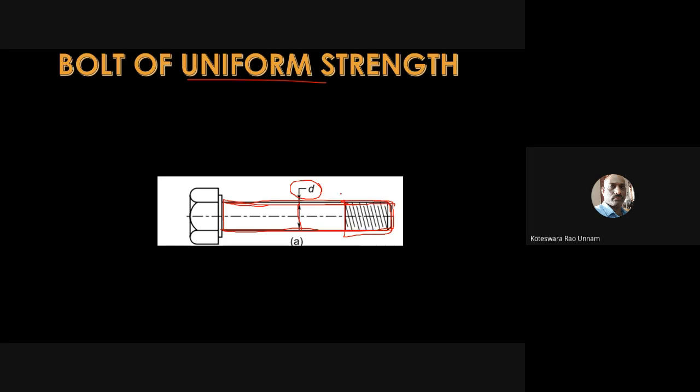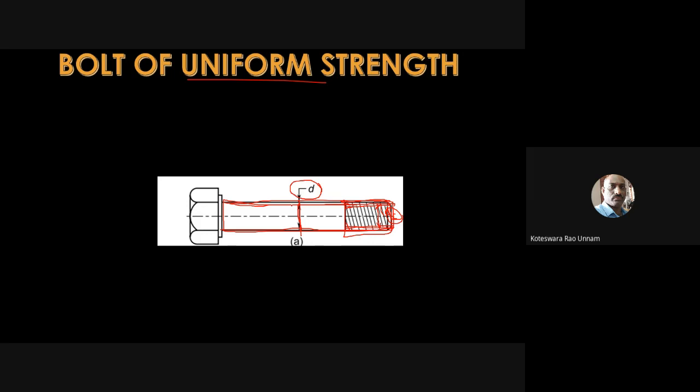But the problem here is that in the threaded portion you have two diameters. One is called the core diameter or root diameter, and the other we call the nominal diameter or major diameter. Generally the load is taken by the core diameter. If I join the roots of the thread, I get the core diameter, denoted by DC. Anyway, we'll see these definitions later. DC is smaller than D.